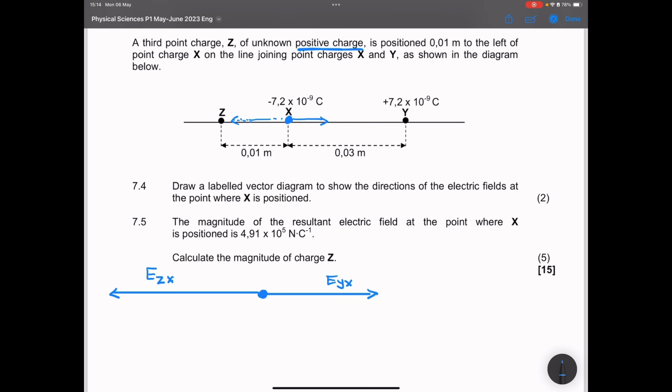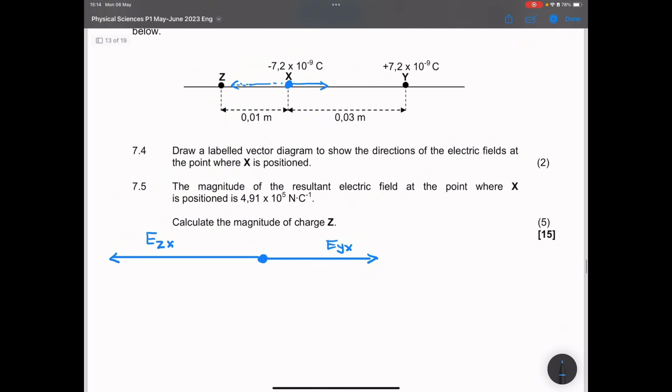All right, so again, what you could do is take that vector diagram and just superimpose the one on top of the other. It's not the same as a force diagram, but the concept is similar, right? So this is 7.4. Right, so in this case, they say to us the magnitude of the resultant electric field at the point where X is positioned is 4.91. So remember that those fields would be in two different directions. So as a result, there'll be one that is bigger than the other, and they will subtract each other. They say calculate the magnitude of charge Z.